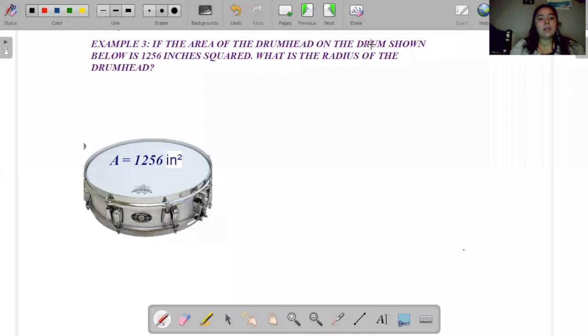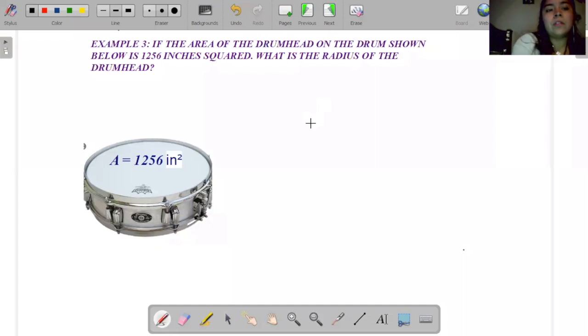Okay, so let's take a look at our last example. If the area of the drumhead on the drum shown below is 1,256 inches square, what is the radius of the drumhead? This example is a little bit different from the last two, because here we're given the area, and now we have to find the radius. So how can we start? We're going to follow the same steps that we used for the last two examples.